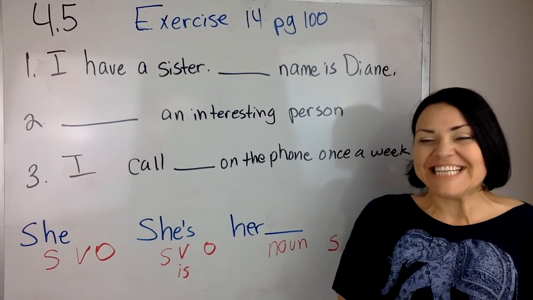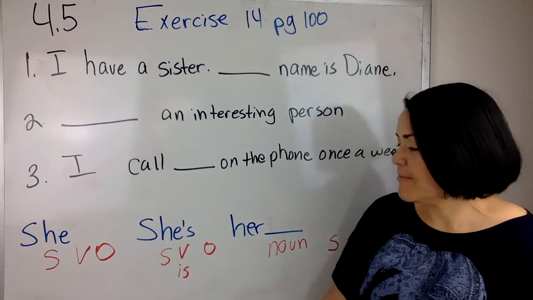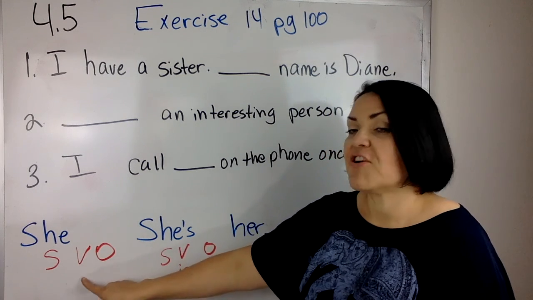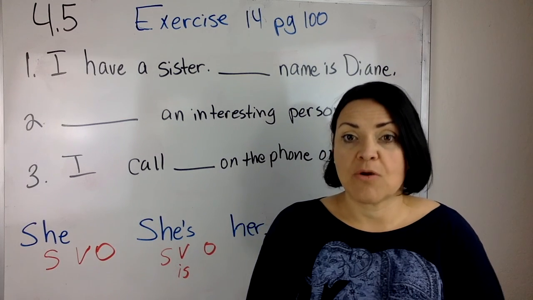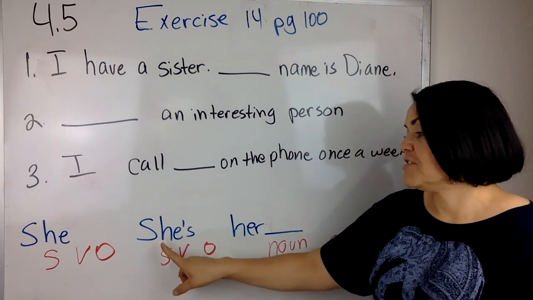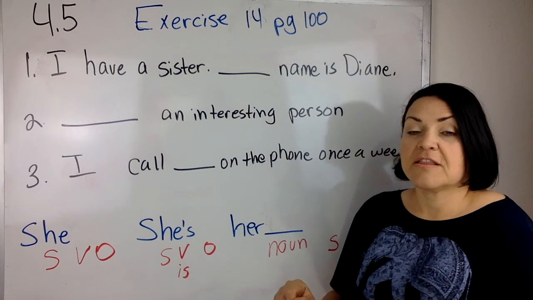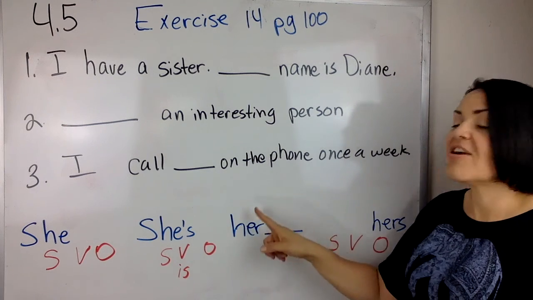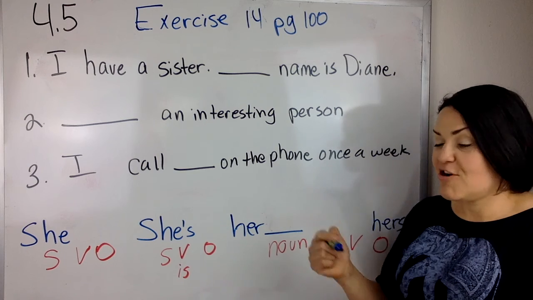Exercise 14. So again, we're going to practice. So here we have "she" is the subject, then verb and object. So "she" will always go before the verb. "She's" is "she is." It has the verb part of the noun. Well, the pronoun. Okay? "Her" can go at the beginning or end, but it must have a noun.